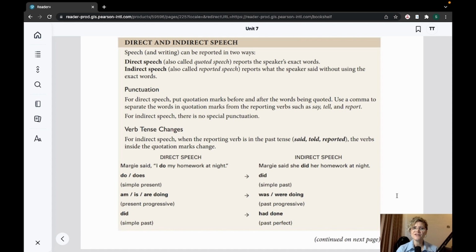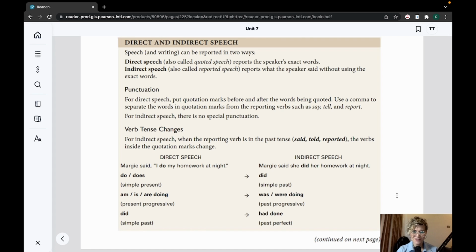Now, for the punctuation, for direct speech, put quotation marks before and after the words being quoted. Use a comma to separate the words in quotation marks from the reporting verbs such as say, tell, and report. For indirect speech, there is no special punctuation. The verb tense changes though. For indirect speech, when the reporting verb is in the past tense, said, told, reported, the verbs inside the quotation marks change. Let's take a look at that.